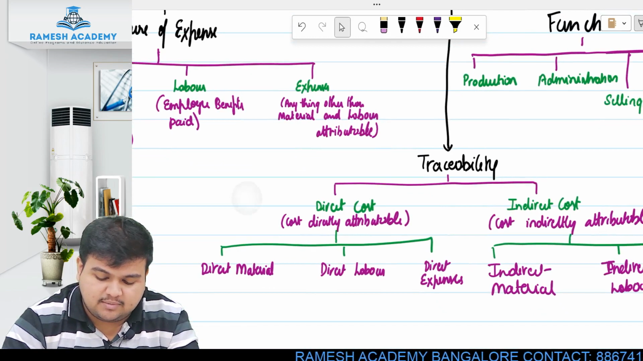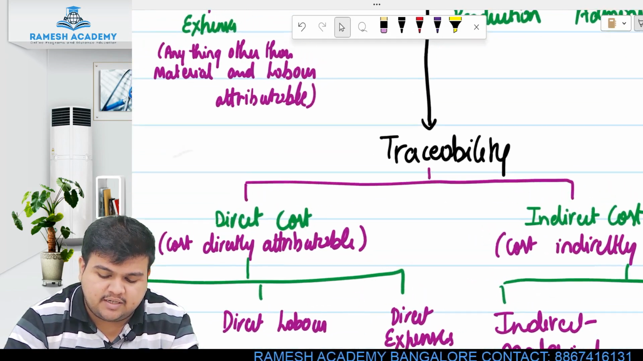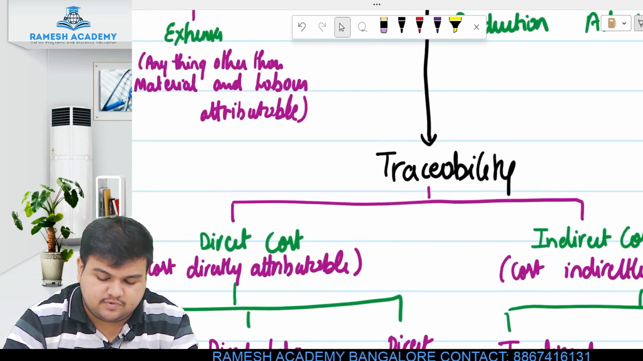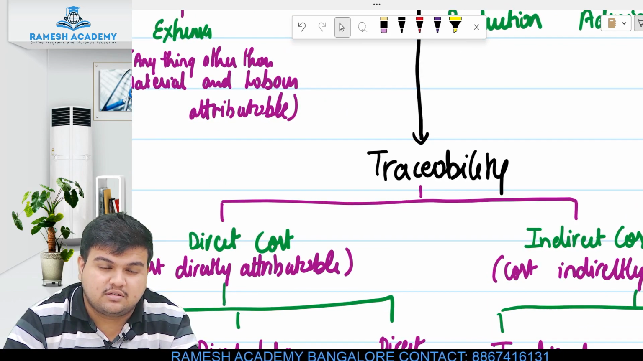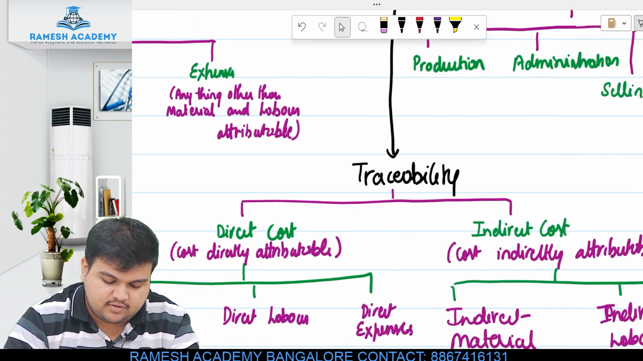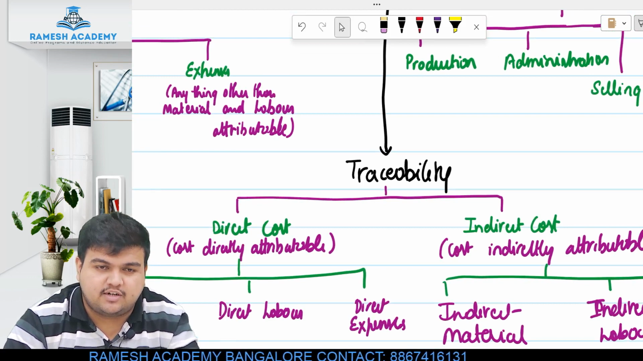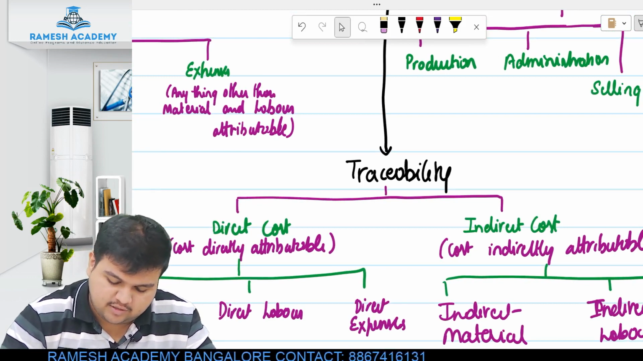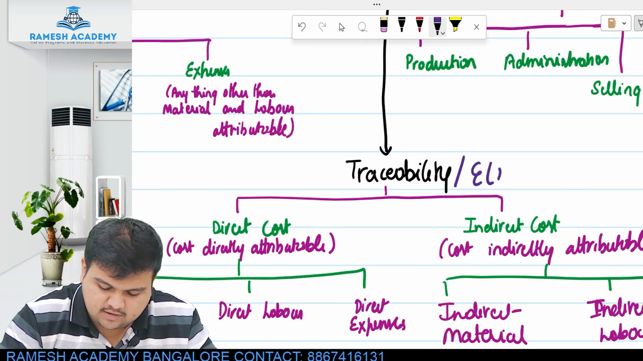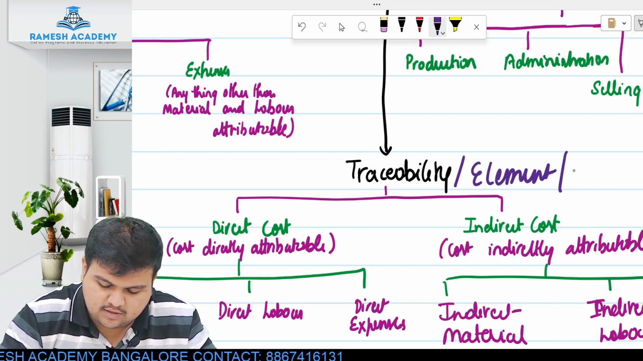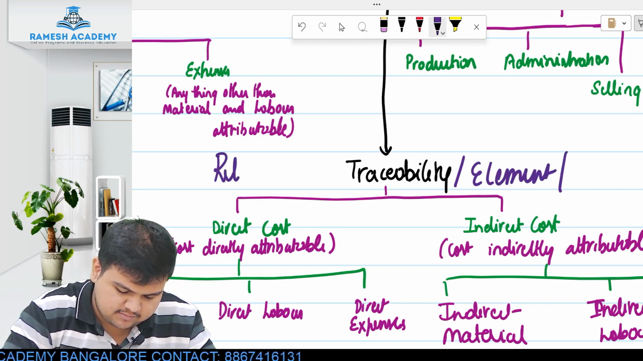Next comes traceability, the element, and relationship. Sorry, relationship. Okay, you can put it down: traceability, element, and relationship.